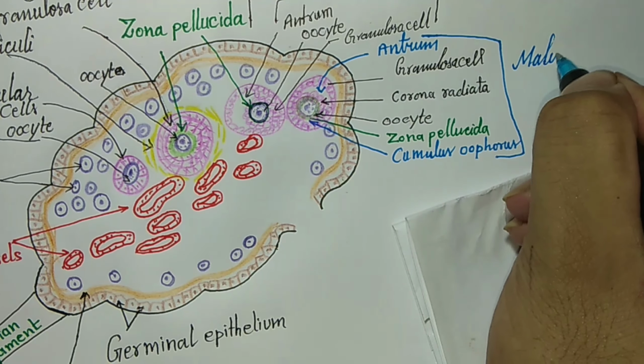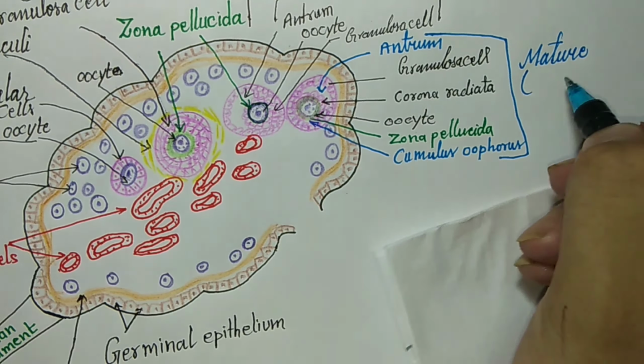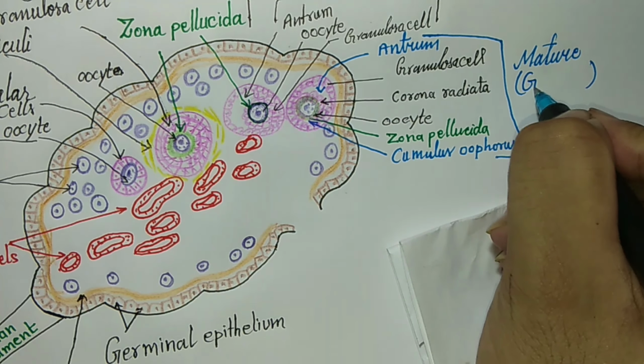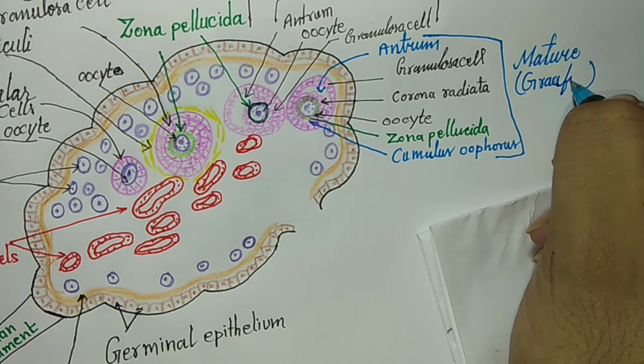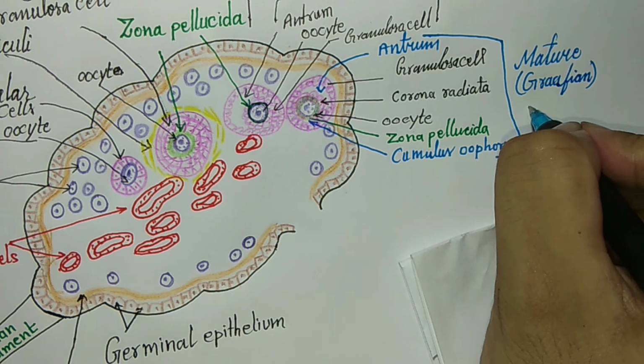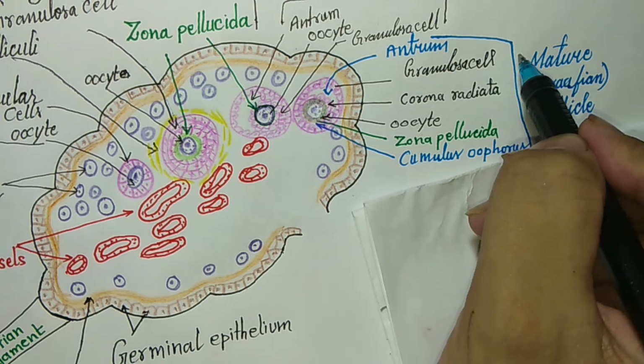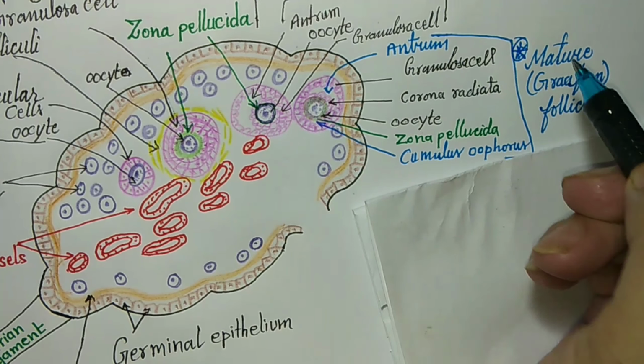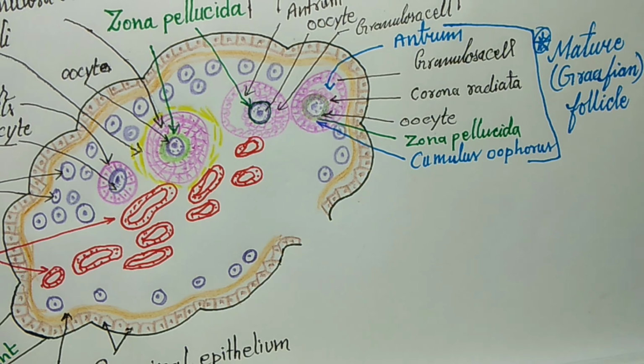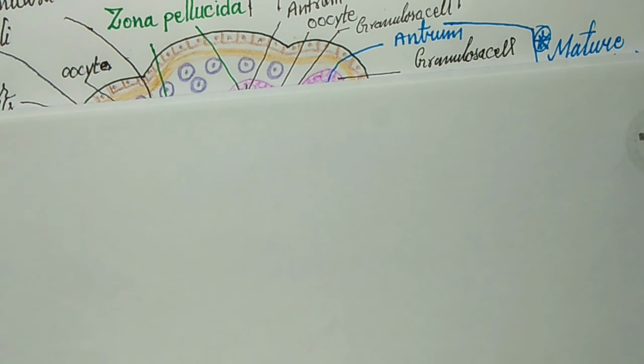All this is the mature or Graafian follicle. Mature Graafian follicle. So we will see the detailed structure of the mature Graafian follicle here.